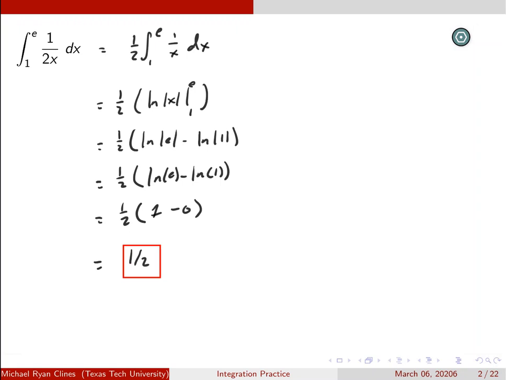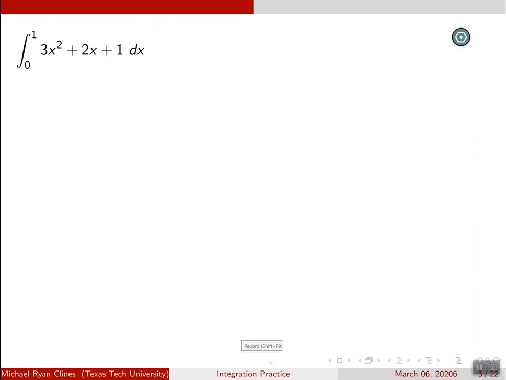So this is how we're going to tackle this problem. Pull a constant out in front. Recognize that the integral of 1 over x is the natural log of the absolute value of x. We have our limit points 1 to e, and then we just implement the fundamental theorem. Plug in these two endpoints into our antiderivative, take the difference, simplify, and we got our answer, 1/2. So that's it for that example.